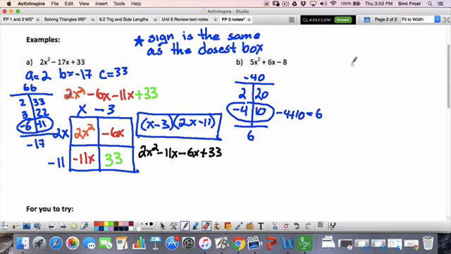Okay, I'm going to come over here, and I'm going to split the middle term. So I have 5x squared minus 4x minus 10x, and then my last term here is minus 8. And I can then put it in my box and factor.